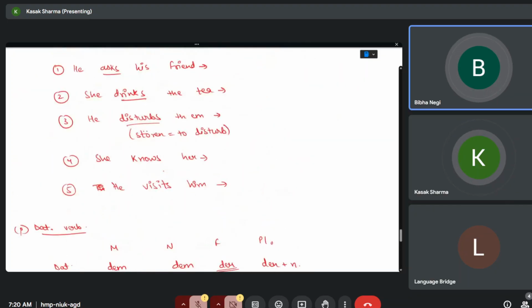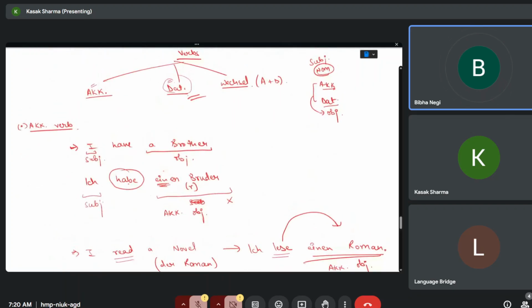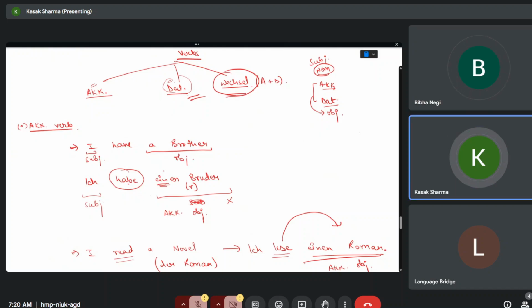Now coming to this one, Wechsel verbs. Now we know that if an accusative verb is there, it will give accusative to the object. If a dative verb is there, it will give dative case to the object. What about a Wechsel verb? It gives both cases, accusative as well as dative. It's like a mixture. One verb gives accusative case and dative case also. Understood till now?